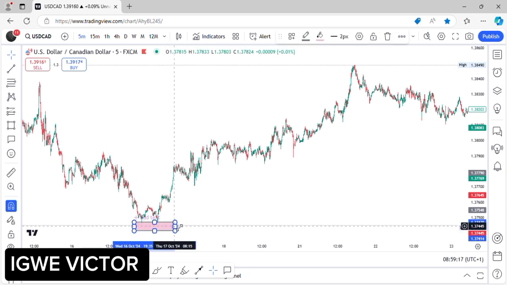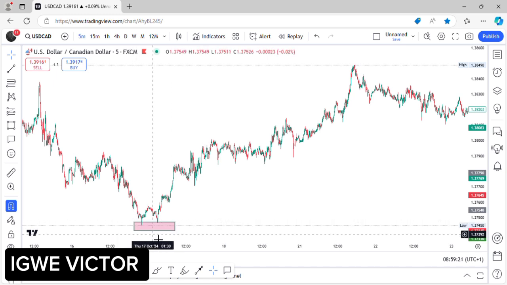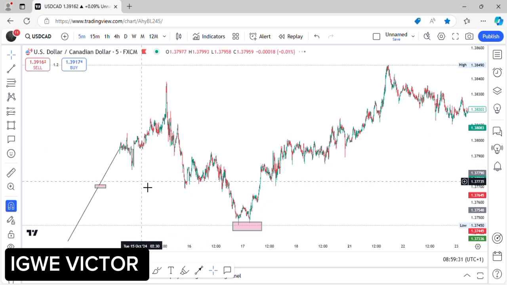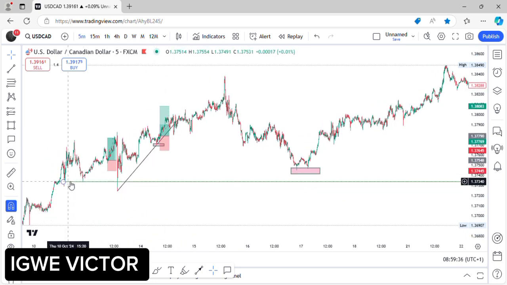Instead of using a line, I prefer using this rectangular box, so you know it's a zone. It's not just a line, it's a zone. Keep that in your head. You can see price dropped, got to this point, moved up, came back down to that point again. Now you can see the aggressive pull to the upside. And you can see another support zone, this line.